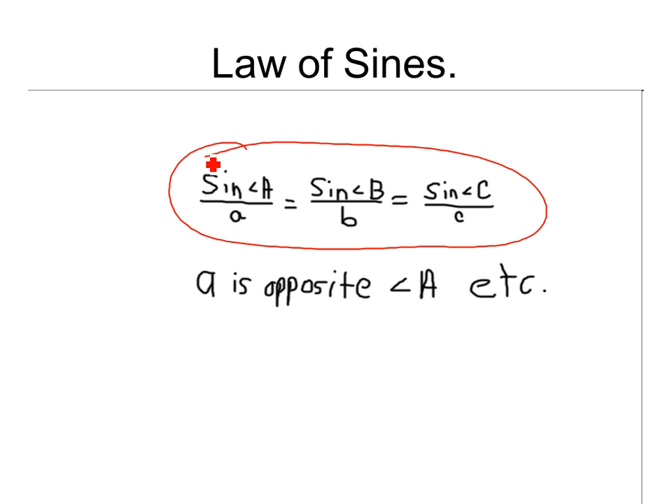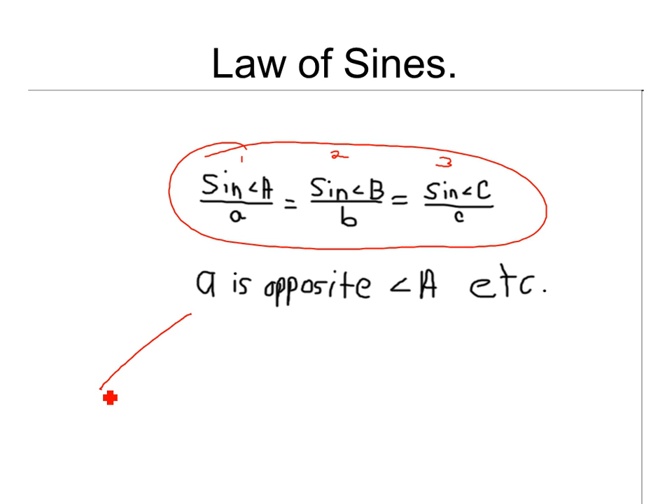You're setting up a proportion. Notice here I have 3 different ratios. At any one time, you're only going to use 2 of those ratios, and you just have to decide which ones you know the information about, and those are the ones you're going to use. Law of sines works for any kind of triangle, not just a right triangle, and I'm going to explain more of that here in a minute.